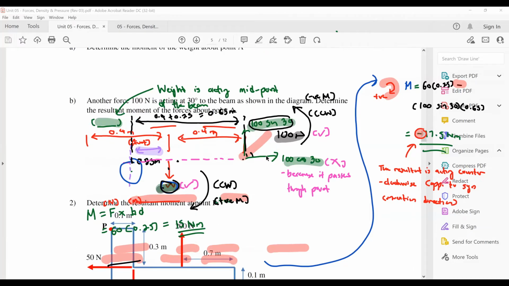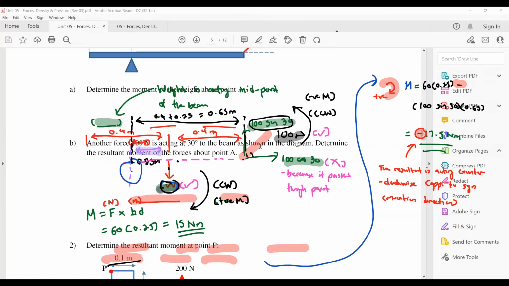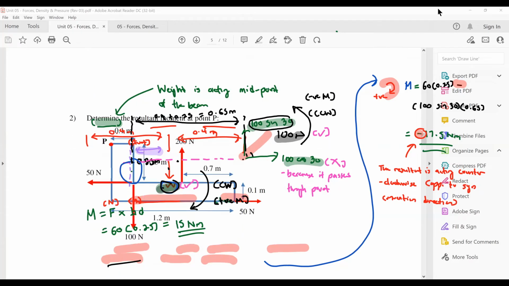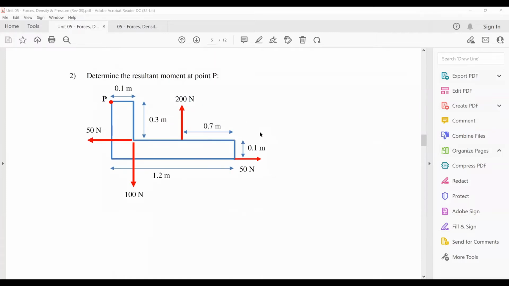So far, so good. Yes, sir. All right, if this is okay, then you look at part 2. I'm just going to clear out the drawing. Now this one somehow looks easier in the sense that they don't have any diagonal forces. This one is actually just testing you on how you find your perpendicular distance.